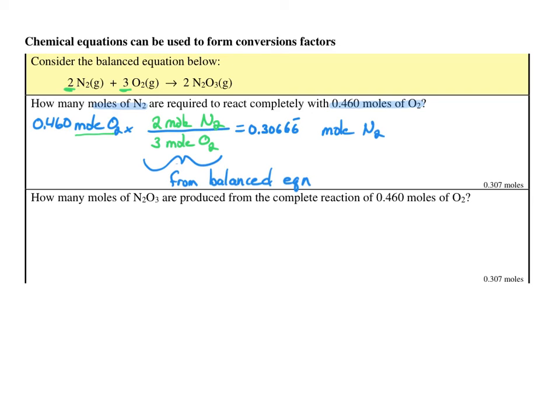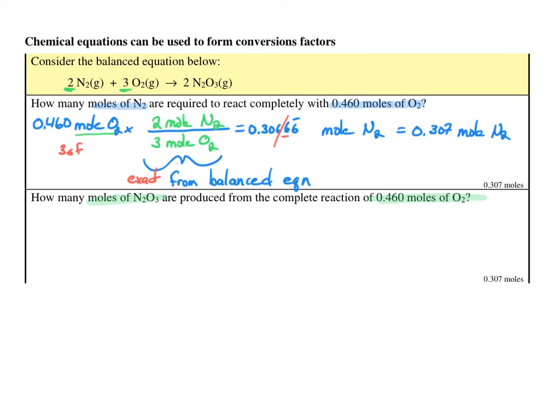We write down our calculator answer. We see we have 3 sig figs here. This is exact, so it's unlimited sig figs. We want 3 sig figs in our final answer. We round up, so our final answer is 0.307 moles N2.